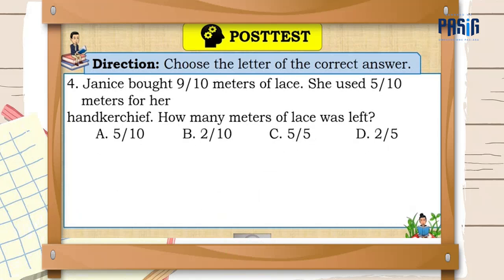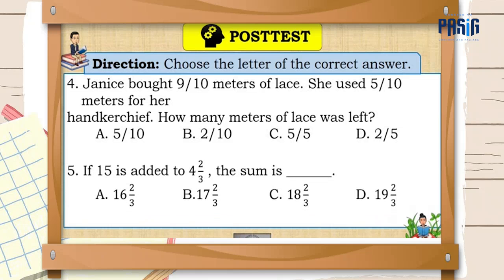Number 4. Shanice bought 9/10 meters of lace. She used 5/10 meters for her handkerchief. How many meters of lace was left? A. 5/10, B. 2/10, C. 5/5, or D. 2/5. Number 5. If 15 is added to 4 and 2/3, the sum is A. 16 and 2/3, B. 17 and 2/3, C. 18 and 2/3, or D. 19 and 2/3.